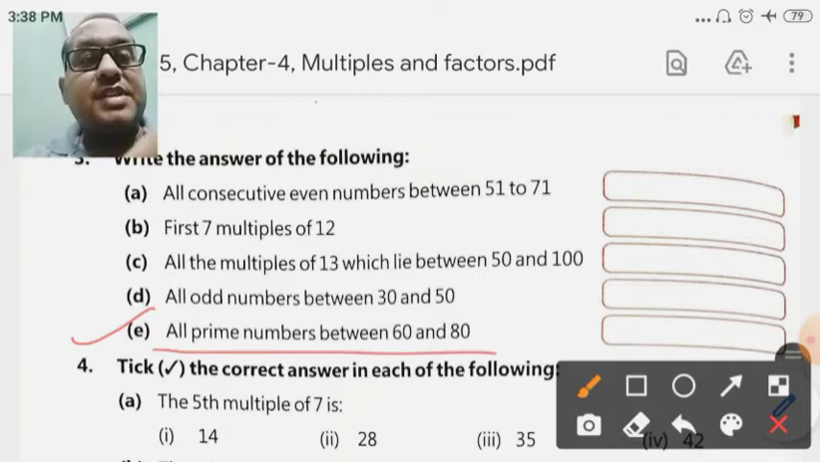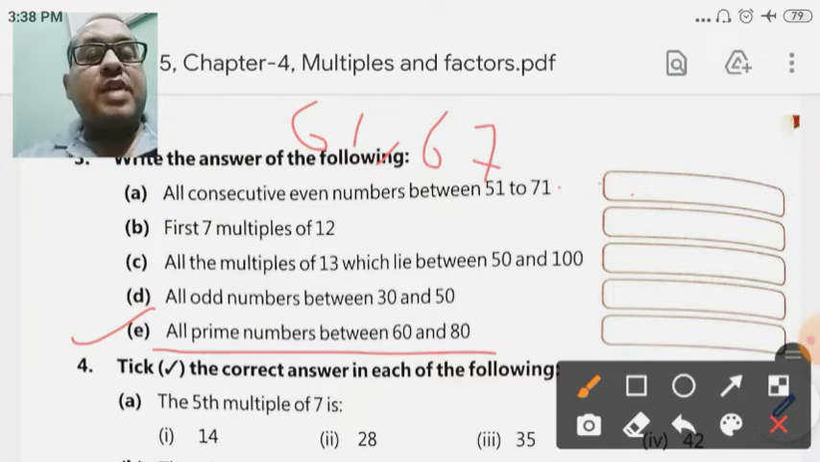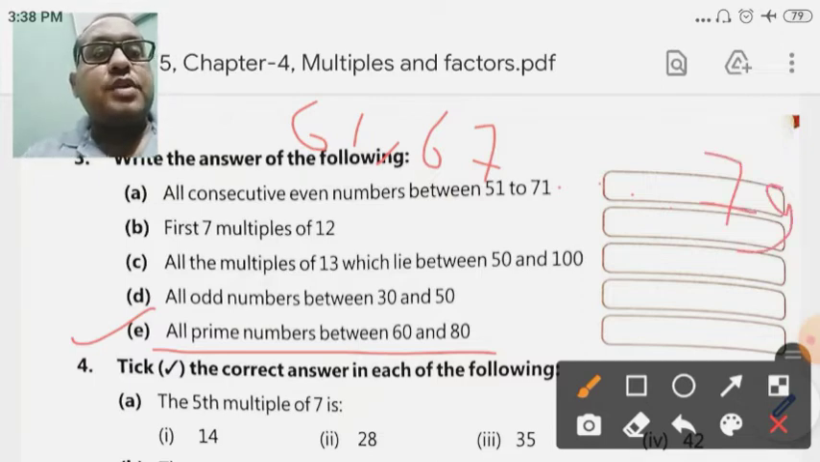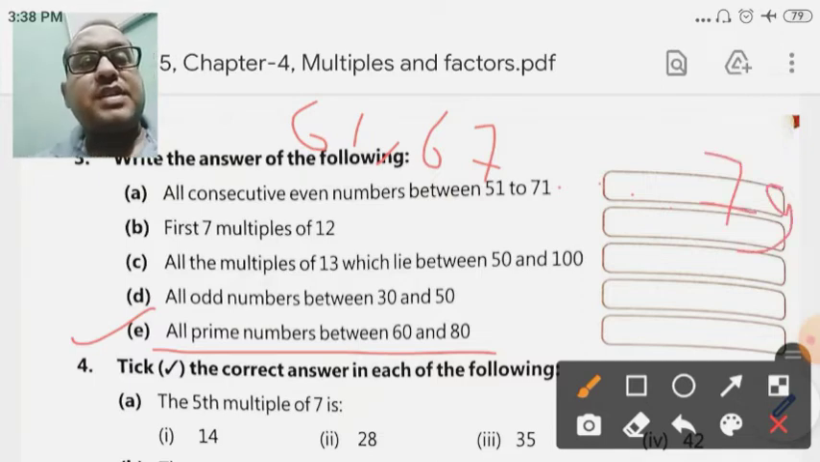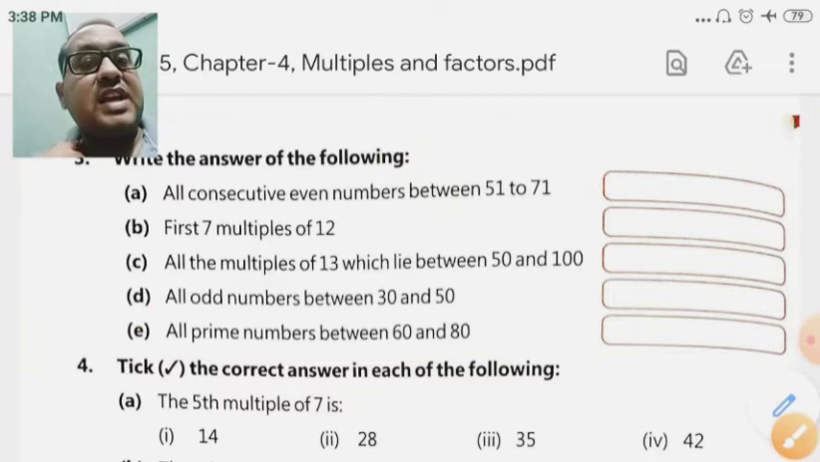So after 60 we have 61, which is a prime number. Then we have 62, which is not a prime, 63 not a prime, 64 not a prime, 65 not a prime, 66 not a prime, then we have 67. Similarly we have to find all the prime numbers between 60 and 80. The last one is 79, which is also a prime number. So 61, 67, and so on up to 79. These are all prime numbers. You have to check that these numbers are divisible by 1 and themselves only.